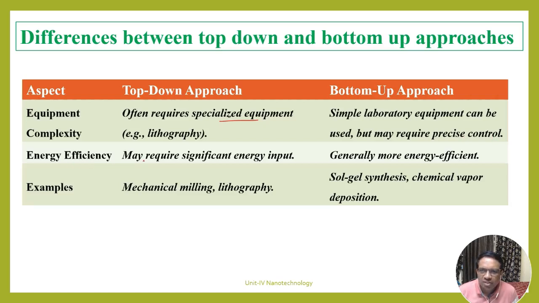Then energy efficiency. The top-down approach always requires more energy input because we are using ball mills and different types of mills. For that, we require high energy. The bottom-up approach is energy efficient. The examples for top-down are mechanical milling and lithography. Here it's the sol-gel process, chemical vapor deposition, and other things.